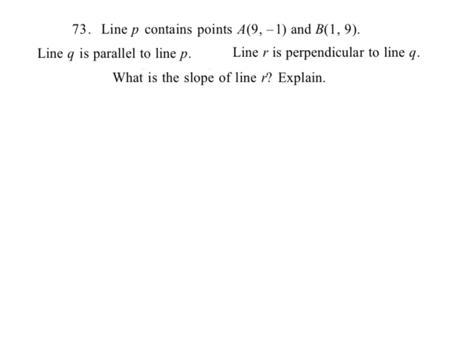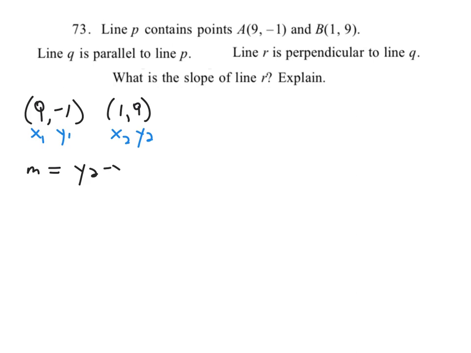Okay, so we've got 2 points. We've got 9 comma -1 and 1 comma 9. Okay, so we're going to call that x1 and y1, x2 and y2. So then we say m equals y2 minus y1 over x2 minus x1.